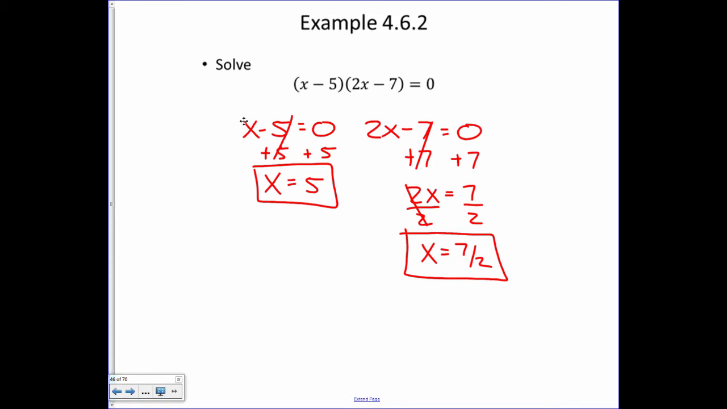Well, for those two examples, we didn't have to factor anything. We were just able to take the factors and set them equal to 0.